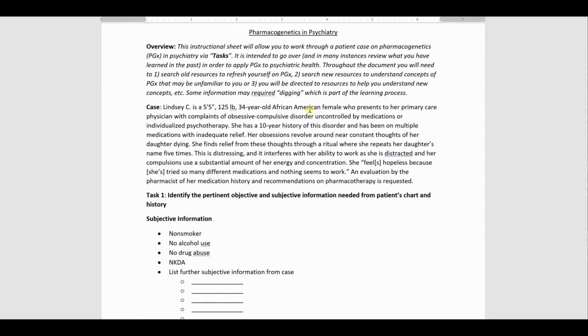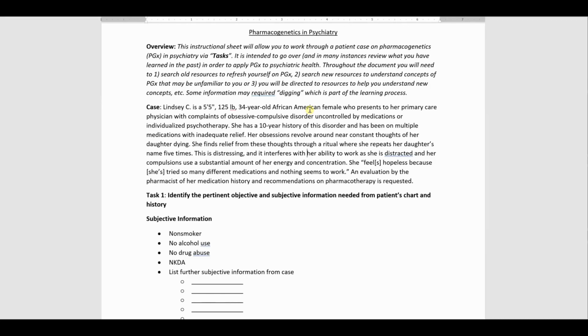Lindsay C. is a 5'5", 125-pound, 34-year-old African-American female who presents to her primary care physician with complaints of obsessive-compulsive disorder, uncontrolled by medications or individualized psychotherapy. She has a 10-year history of this disorder and has been on multiple medications with inadequate relief. Her obsessions revolve around near constant thoughts of her daughter dying. She finds relief from these thoughts through a ritual where she repeats her daughter's name 5 times. This is distressing and it interferes with her ability to work as she is distracted and her compulsions use a substantial amount of her energy and concentration.